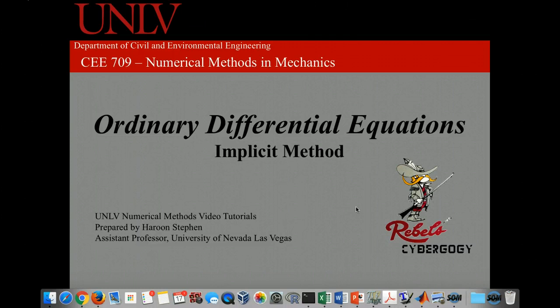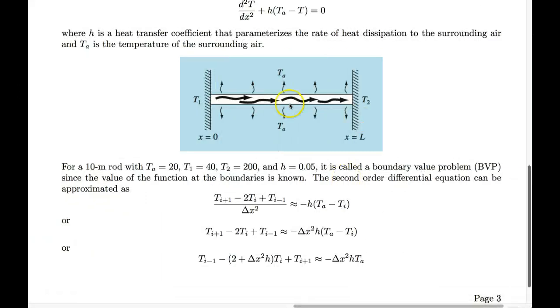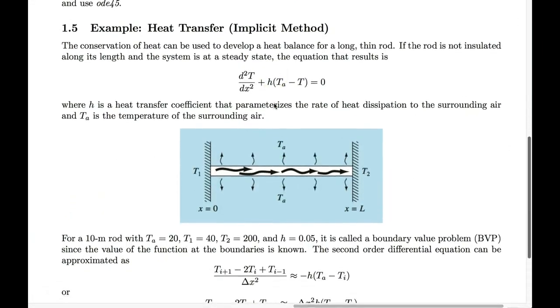In that case, we cannot just step through the process as we do in the explicit method. Instead, we have to create a system of equations and then solve those system of equations to find the answer to the differential equation. Here is an example of heat transfer that requires using an implicit method.